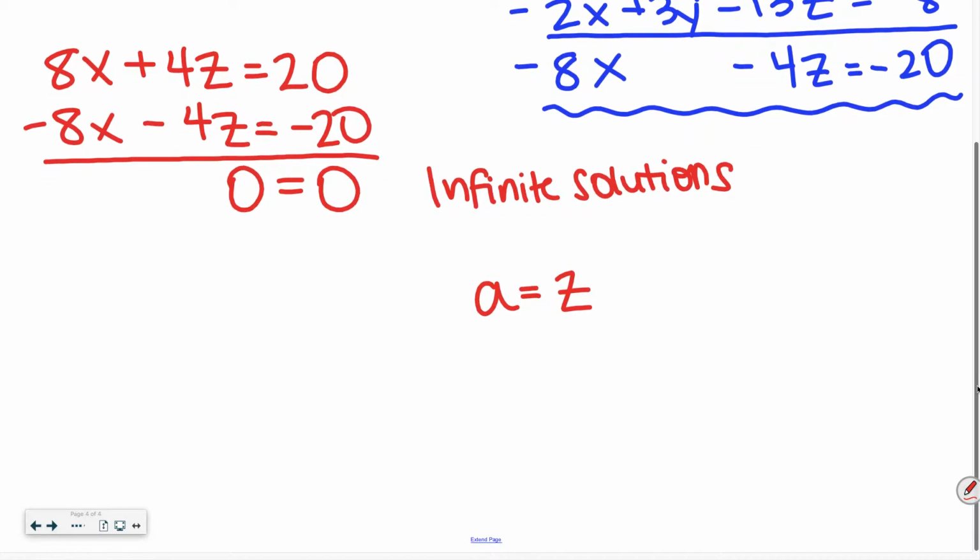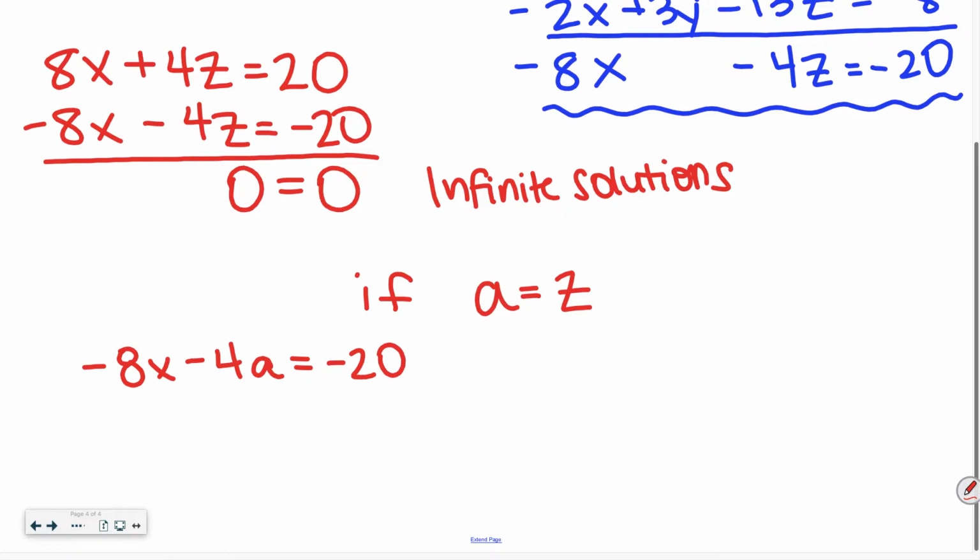Now, why did I pick Z? Choose one of these variables right here. When you eliminate it down to 2, choose one of those. So if Z equals A, then we can go back up here to like negative 8X minus 4. Our Z is now A.